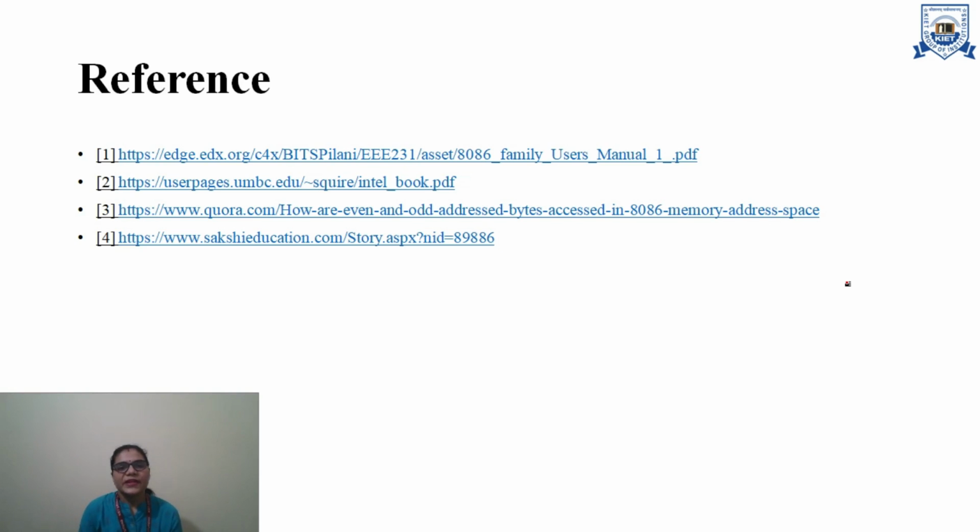These are the references for this lecture. And in this lecture, we discussed the memory organization. Memory in 8086 is organized in banks, a higher bank and a lower bank. The lower bank is the collection of all the even addresses and the higher bank is the collection of all the odd addresses. And then we discussed the aligned and unaligned word concept.